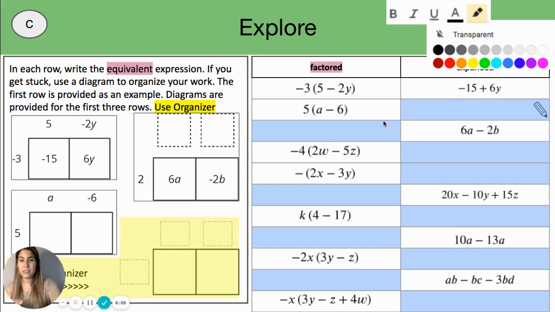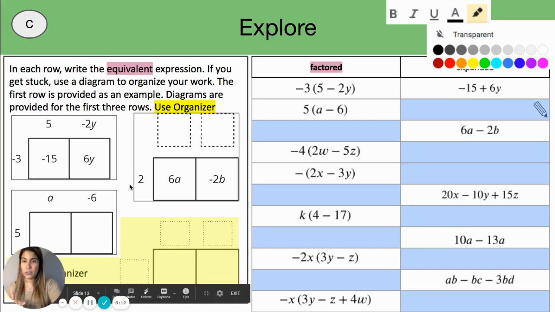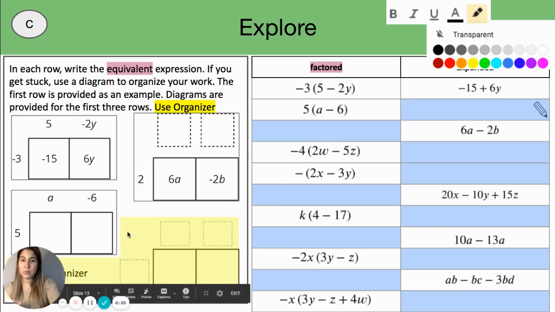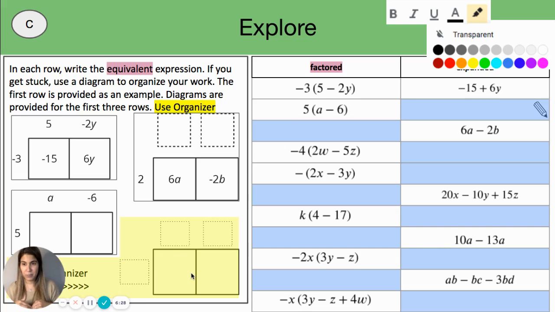I also provided down here at the bottom an organizer. So we see 3 organizers provided that have been started for the first 3 examples. I would have students probably copy down this, highlighted in yellow, in their notebooks so they can use it with the following examples. So you can model the first 3 with the students, and then for the following examples, the students can have a blank organizer where they can plug in the different parts of their expression and either distribute or find the factored form.